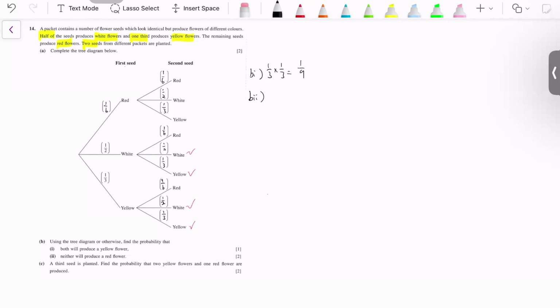So white and white is half multiplied by half. And white and yellow is half and one third.